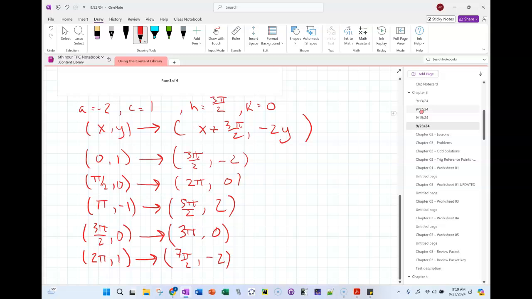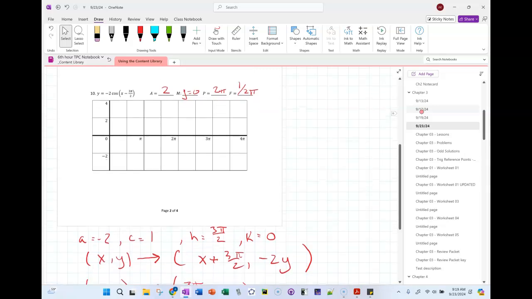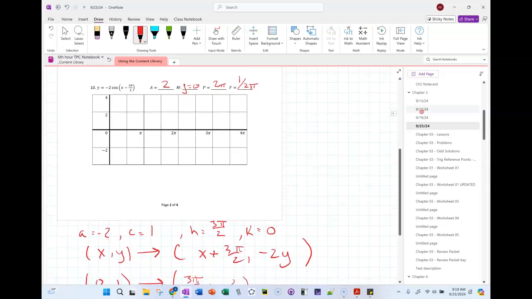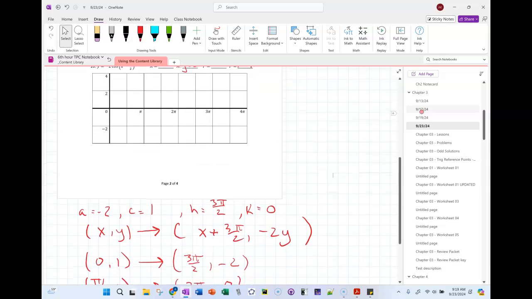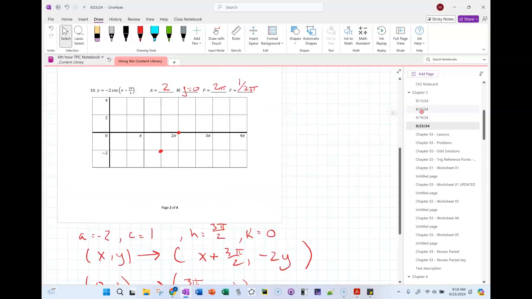So far, so good. I go back to my picture here. If this is 1 pi and that's 0 pi, this is a half. So this is 3 pi over 2, and then -2 is there. And then I have 2 pi and 0. And then 5 pi over 2 and 2. And then 3 pi and 0. And then 7 pi over 2, -2. So that's my points plotted.